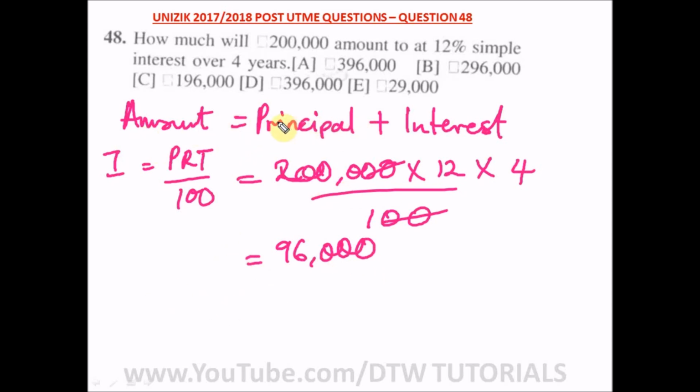Okay, and we are looking for the what? Amount. So amount is equal to principal plus interest. We already have our interest here, which is what? 96,000. Okay, and this is what? 200,000. So all we need to do is add this. So what is 200 plus 96? That will give us 296,000 naira. And our right option here, this is our answer, is option B.